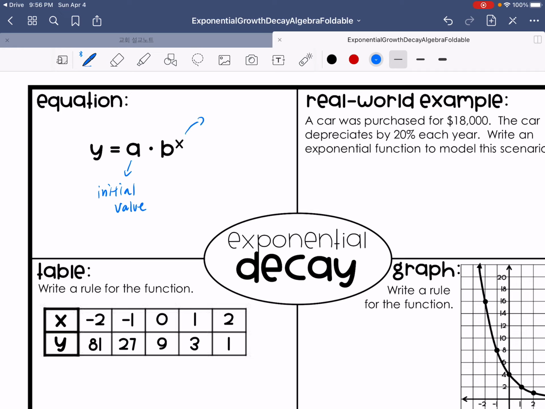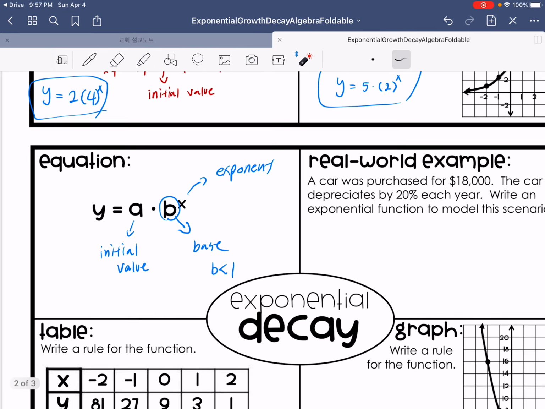And x is what? We call it exponent, obviously. And b, we call it base. But in this case, we call it decay, which means decreasing, when b is less than 1. So if b is greater than 1, that's going to be growth. If b is less than 1, then we call it decay.